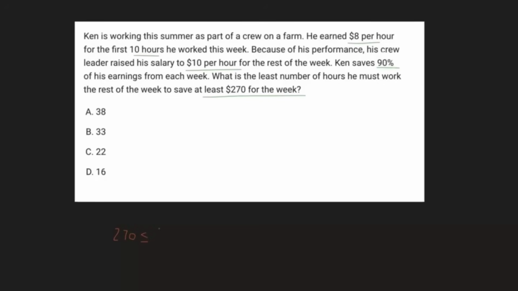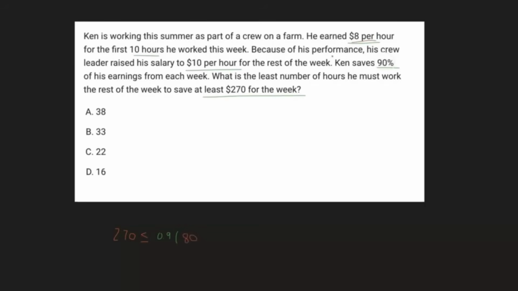All that is going to be cut down by 90%. So we can write a 0.9 on the outside and then parentheses for all of our values on the inside, right? So the first thing we want to account for is his initial 10 hours that he worked. He worked that initial 10 hours at a rate of $8 per hour, and therefore he made $80. So we just write a flat $80 right there.